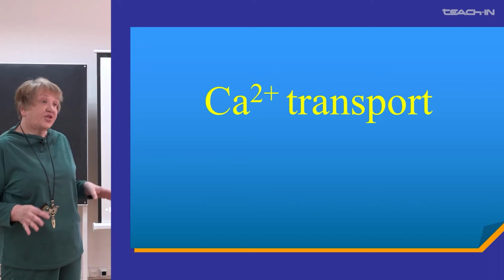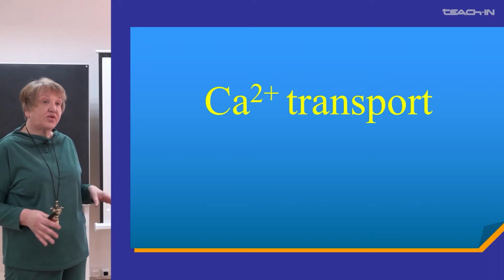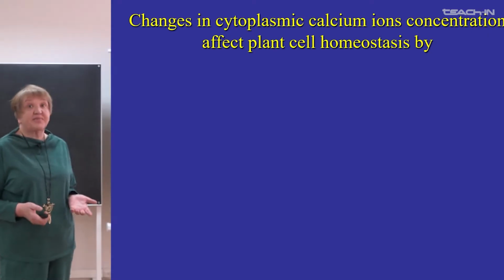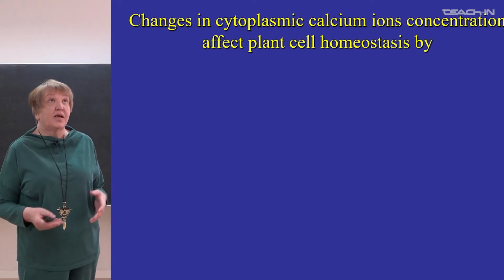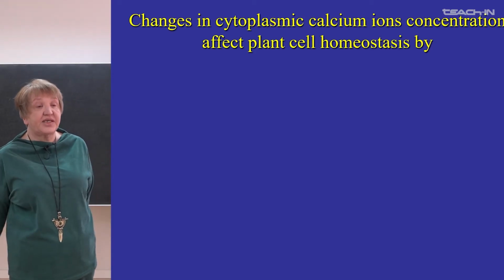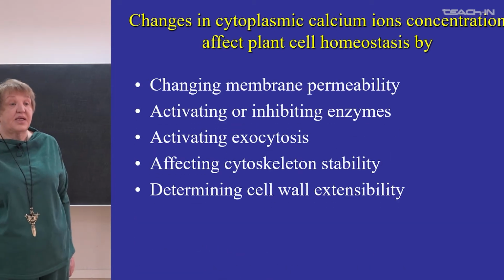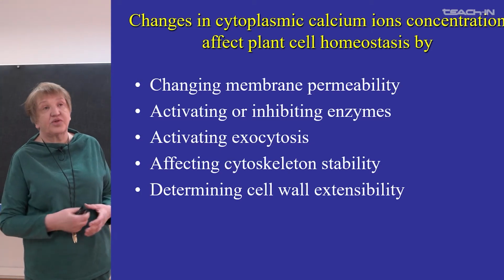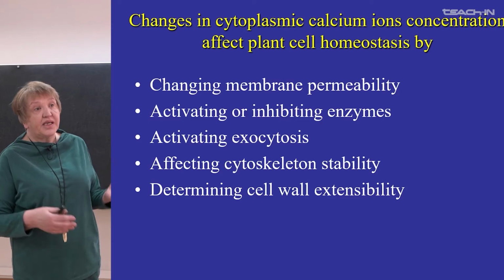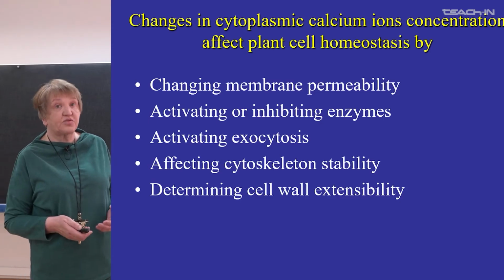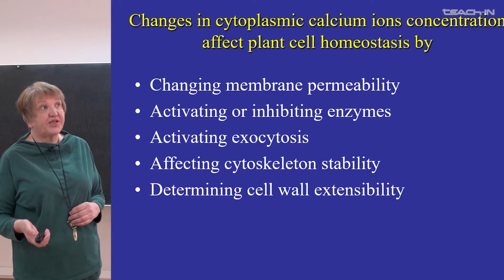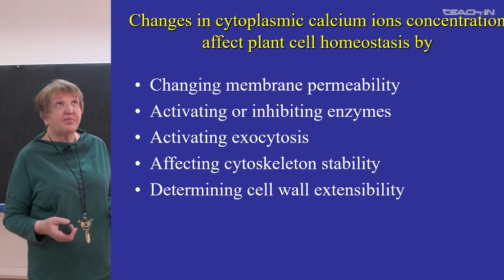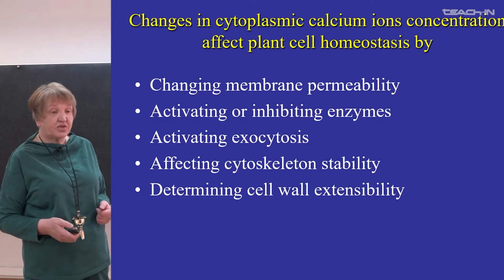So we finished potassium transport, and now we are going to talk about calcium transport. Changes in cytoplasmic calcium concentration affect plant life and plant cell homeostasis by many means, like changing membrane permeability. And you remember we talked about calcium inhibiting or activating, for example, potassium channels. So it can activate or inhibit channels, thus changing membrane permeability, membrane potential, and so on.